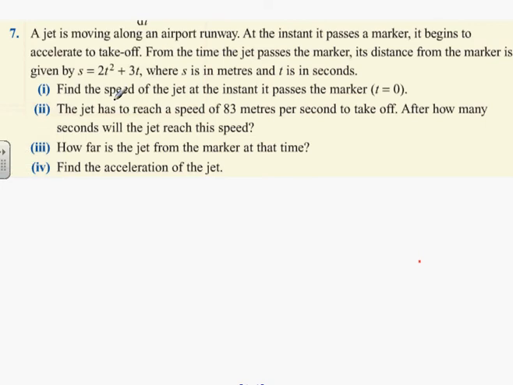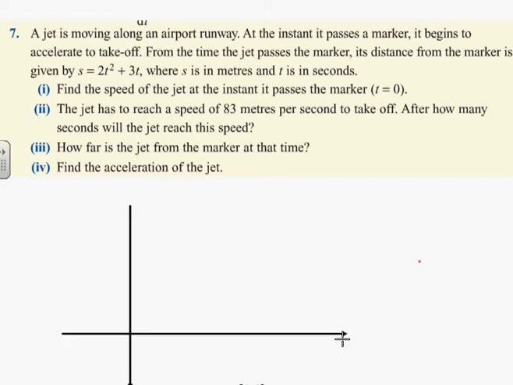We have a jet moving along an airport runway. At an instant it passes a marker. It begins to accelerate to take off. From the time the jet passes the marker, its distance from the marker is given by s equals 2t squared plus 3t. Now let me explain what's happening here, okay?